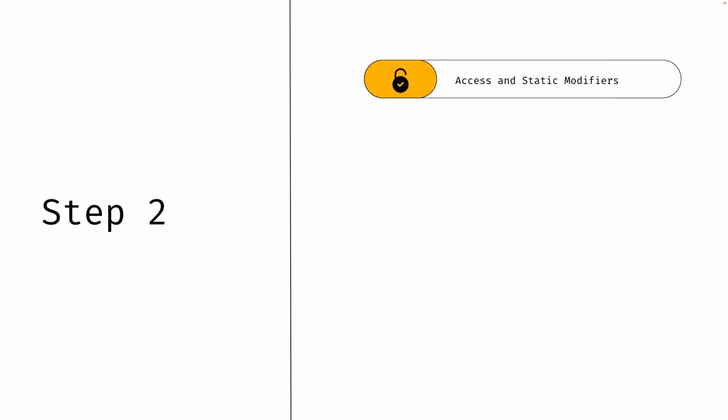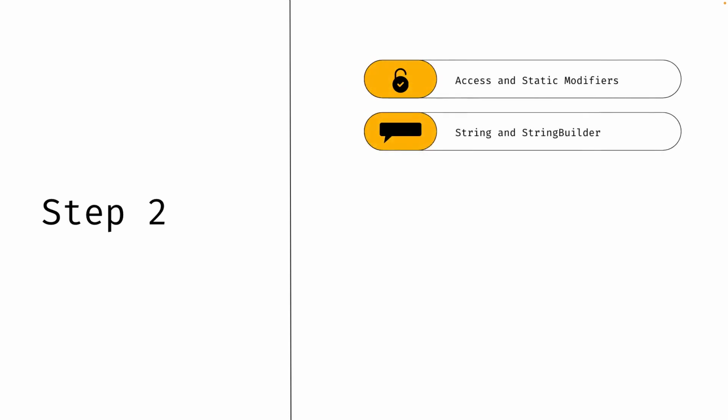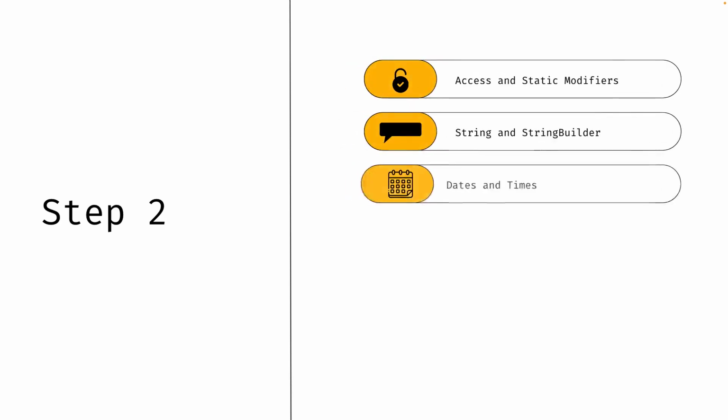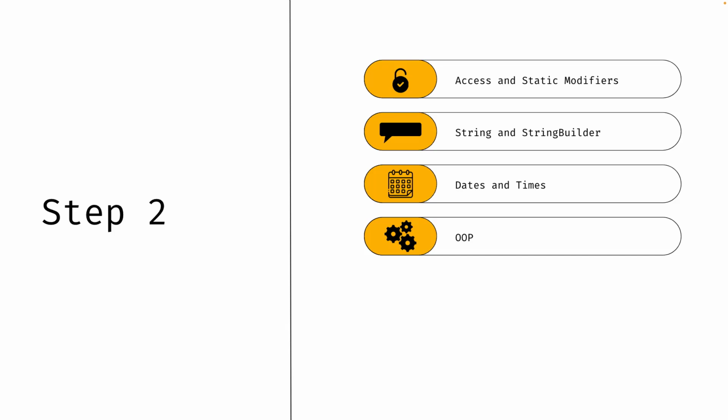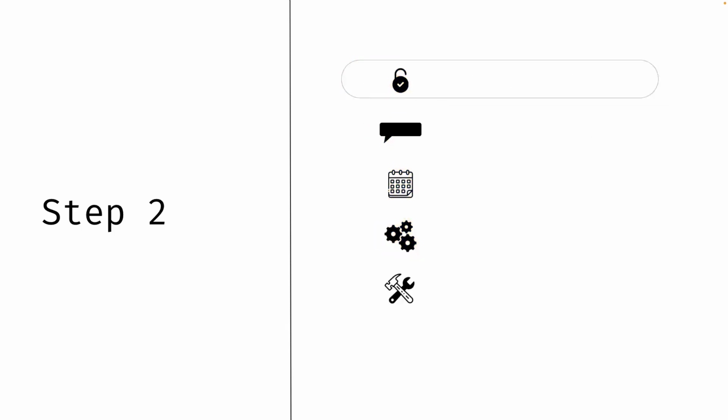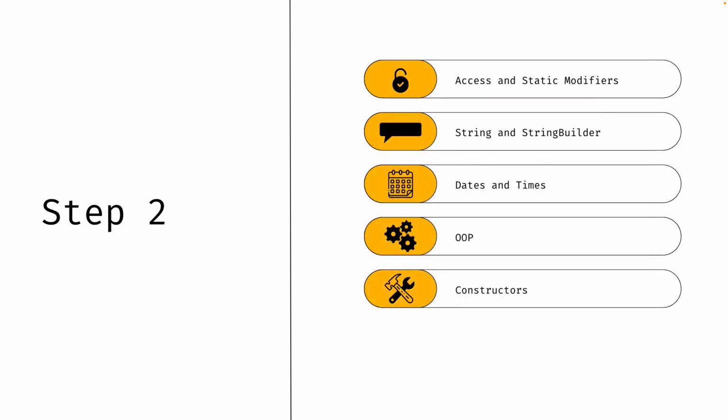This includes some concepts that might sound very difficult right now. For example, we'll be talking about access and static modifiers. We'll also be dealing with the String and StringBuilder class. And we'll see dates and times in Java. And we even introduce object-oriented programming, OOP. And we'll deal with constructors. So this is going to be tough.